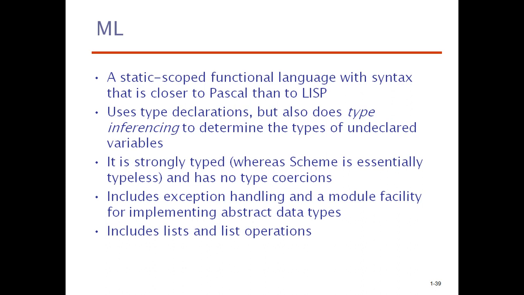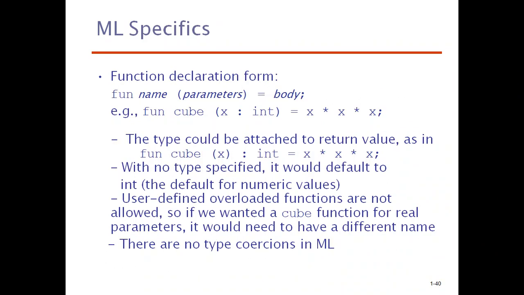Further, it is a very strongly typed language, whereas Scheme is essentially a typeless language and has no type coercion. ML includes an exception handling feature and a module facility for implementing abstract data types. That means ML has more features than Common Lisp, such as exception handling and ADTs. It includes lists and list operations by default in ML. So the ML specifics are like this.